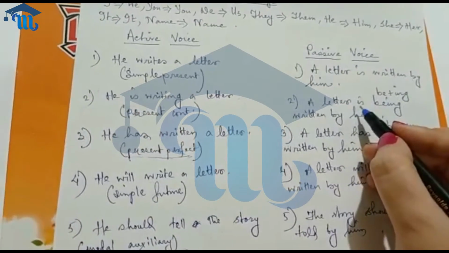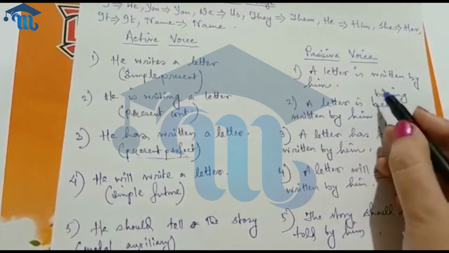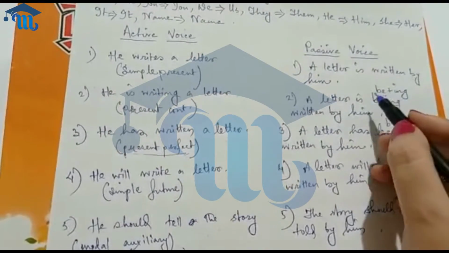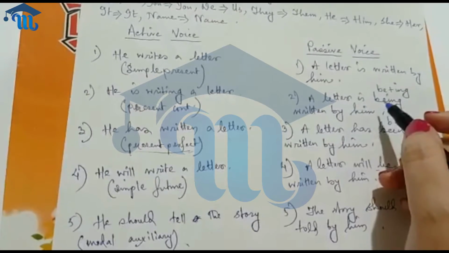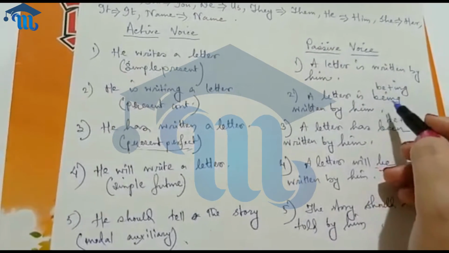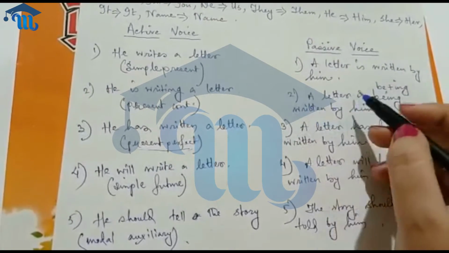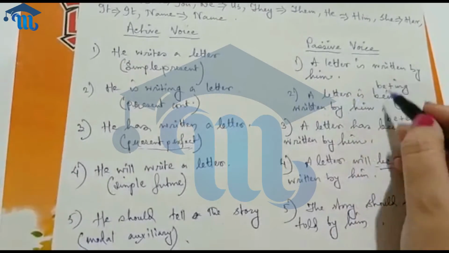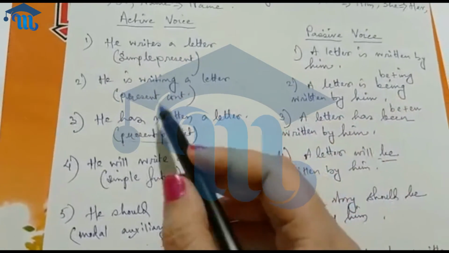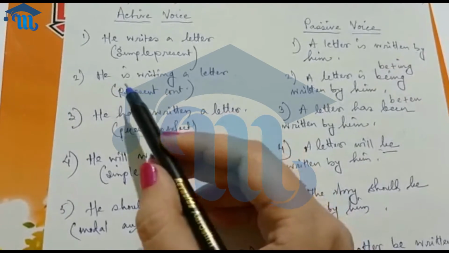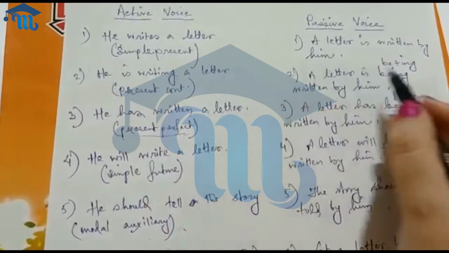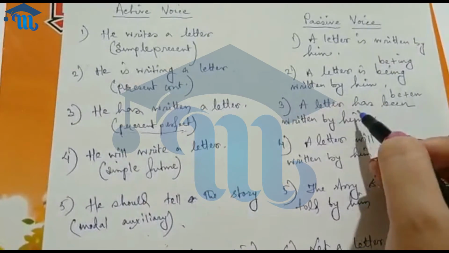Here "is" is the auxiliary verb, and I am taking here be plus ing. In any continuous tenses, that is present, past or future continuous tenses, "being" comes in between the auxiliary and the main verb. In passive voice, "A letter is being written by him." Similarly, in case of past continuous tense, what happens? "He was writing a letter." "A letter was being written by him."